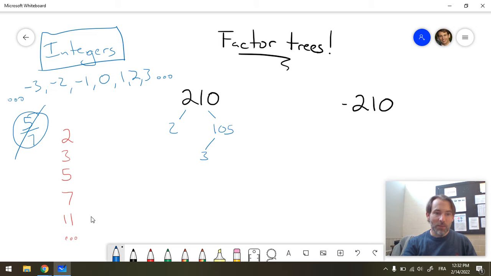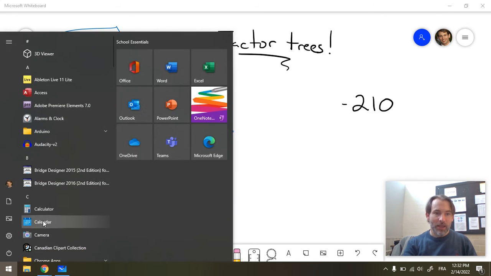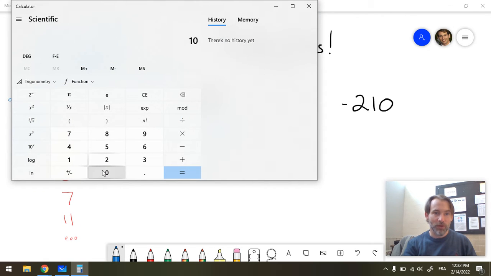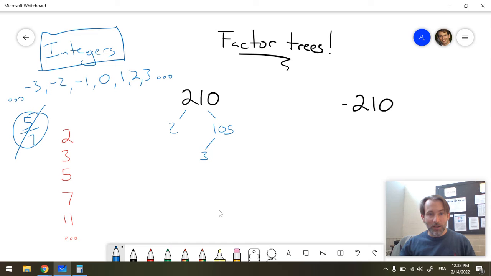And then maybe you need a calculator, and maybe you don't. But if you need a calculator, you would write in 105 and divide that by 3 to find 35. There it is, 35. So then I would write down this is 2 times 3 times 35. And then I want to test 35. Notice I don't need to test these. They're prime. They can't be divided by anything else.